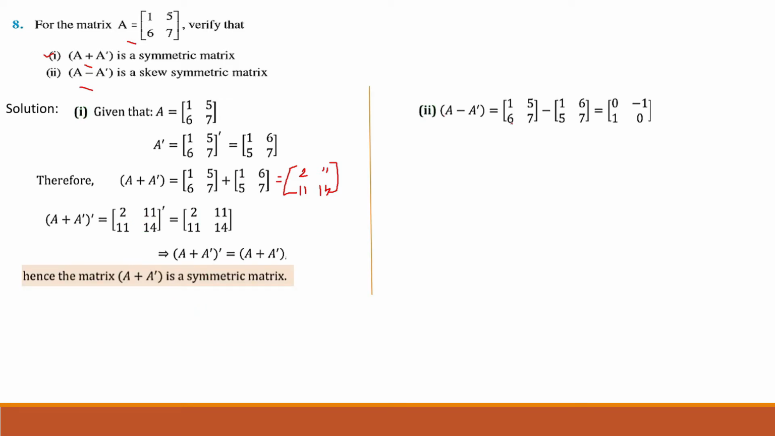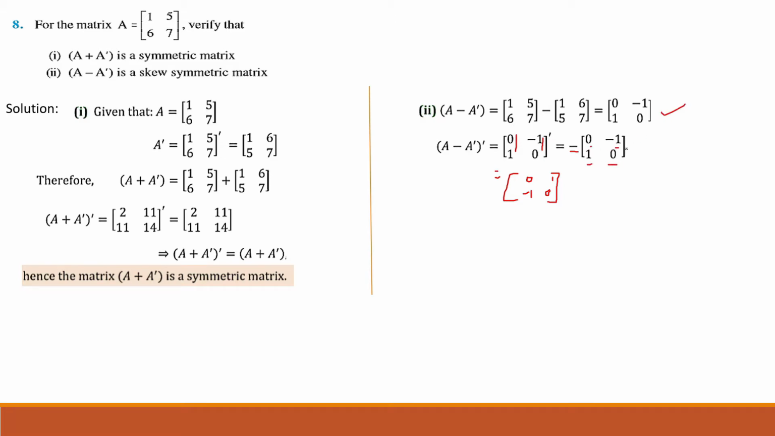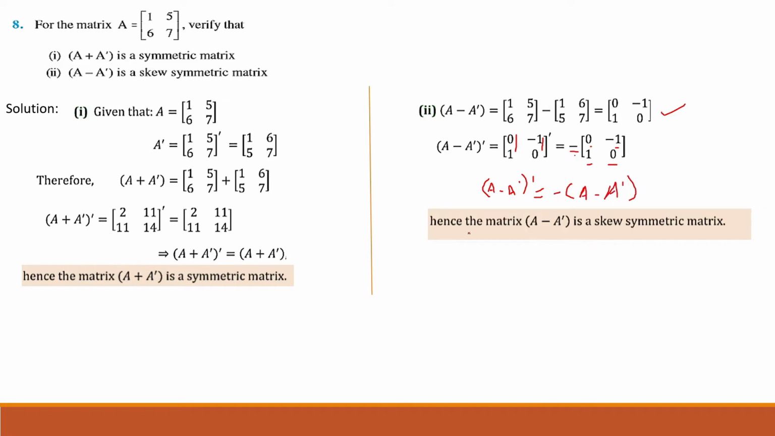And for the second question, we will simply subtract A minus A dash, which is 1 minus 1 0, 5 minus 6 minus 1, 6 minus 5 1 and 7 minus 7 0. And if we take its transpose, then 0 minus 1 in the first row and 1 0 in the second row, and if we take out the negative sign this becomes 0 minus 1 1 0, which is nothing but A minus A dash only with a negative sign outside. So here also A minus A dash the whole transpose is equal to minus of A minus A dash. Hence it is verified that A minus A transpose is a skew symmetric matrix. You can pause the video to note this down.